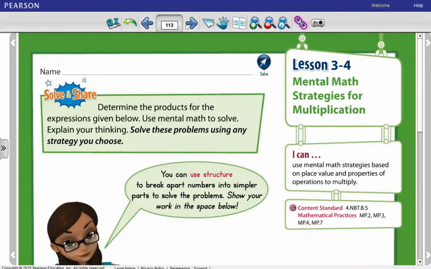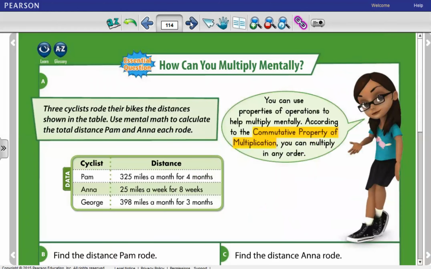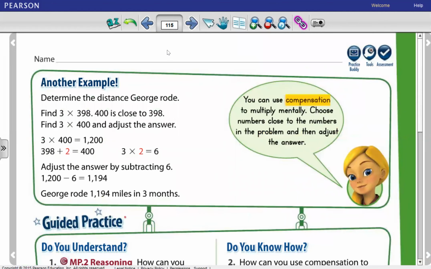Let's move now to the last property, compensation. We call it page 115. The compensation, you can use compensation to multiply mentally. Choose numbers close to the numbers in the problem and then adjust the answer. For example, determine the distance George rode. Find 3 times 398. So, he said, choose a close number.